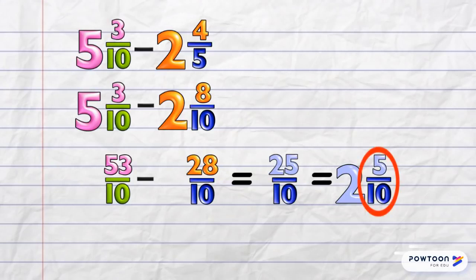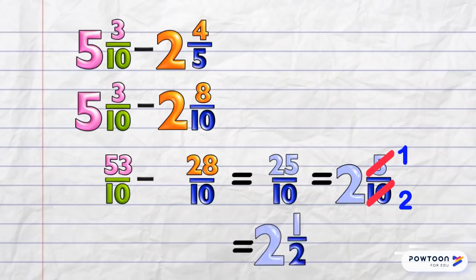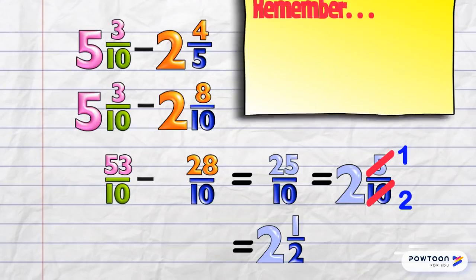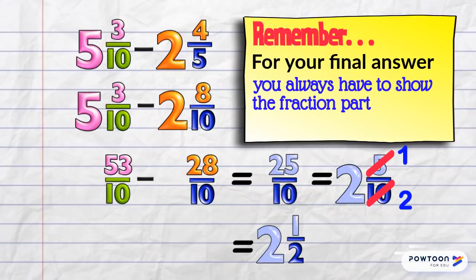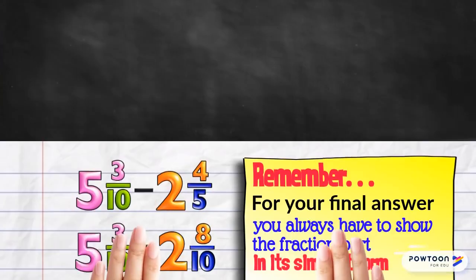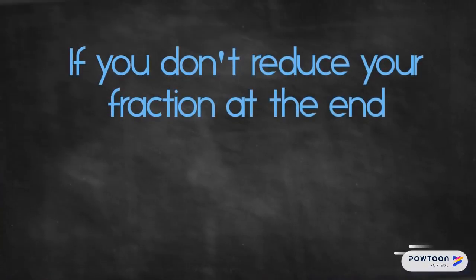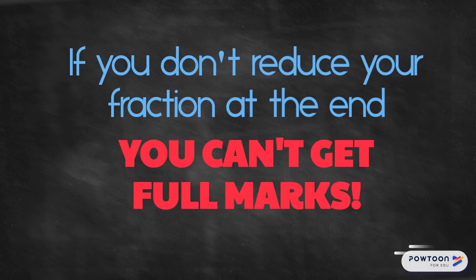Look at that. We can simplify this fraction. There's 1 5 here, and in 10, there's 2 5s. That's 1/2. Our final answer is 2 and 1/2. Remember, for your final answer, you always have to show the fraction part in its simplest form, like I did here. And if you don't reduce your fraction at the end, you can't get full marks.